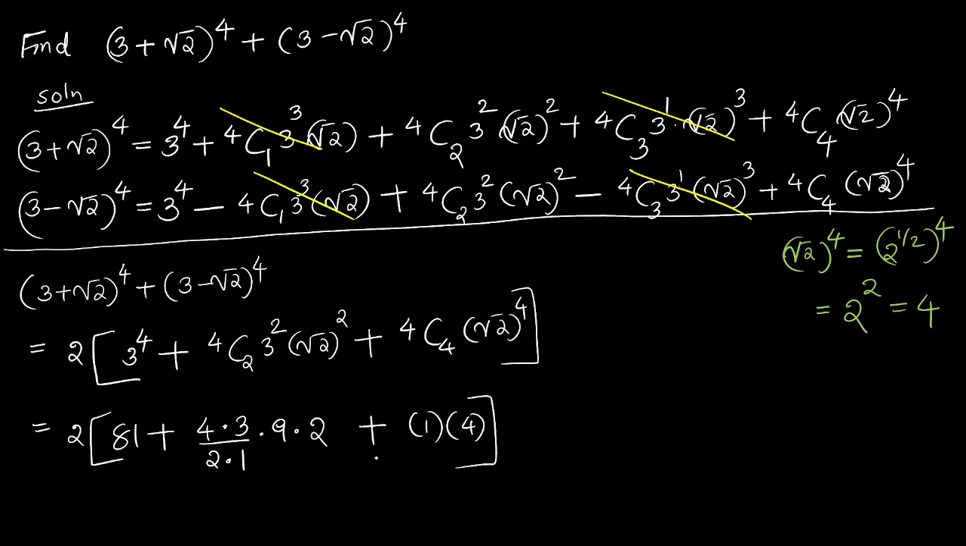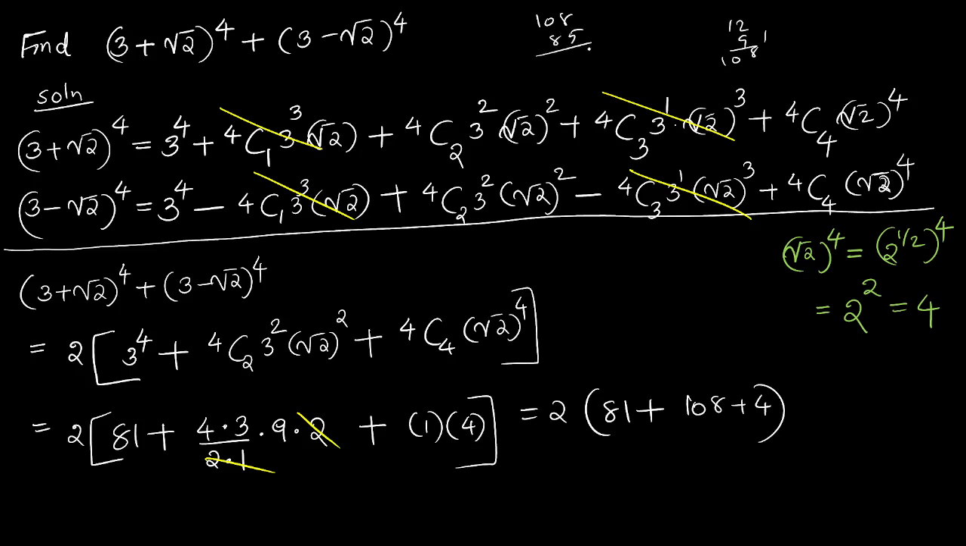So what happens next? 2 cancels. What is the answer? 2 into 81 plus, what is this? 12 into 9, one minute. 108 plus 4. Let me add it. 108 plus 85, 193 into 2, 386. Answer is 386. So all of you please write it down.